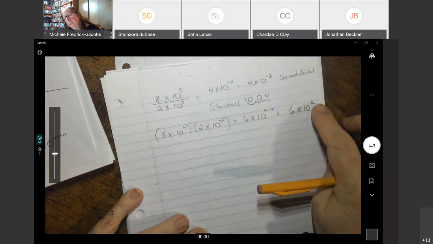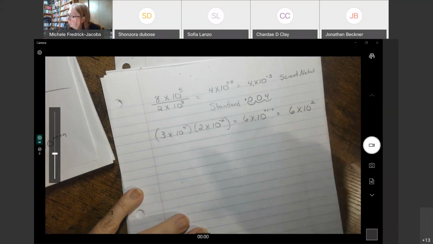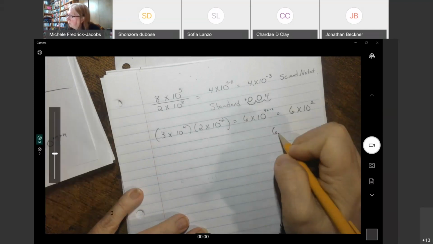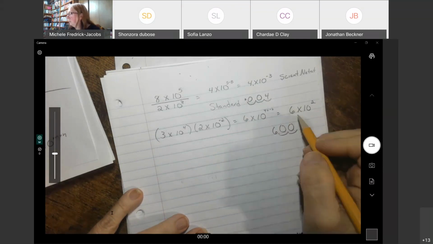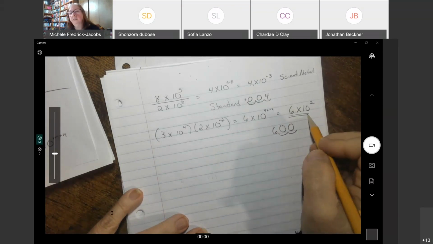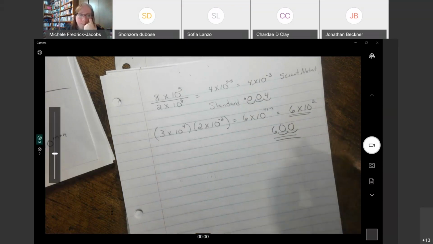And the second means to make your number larger by 2 decimal places. So it would be 1, 2, or 600. So this is the scientific notation, and this is standard 600. Any questions on that?